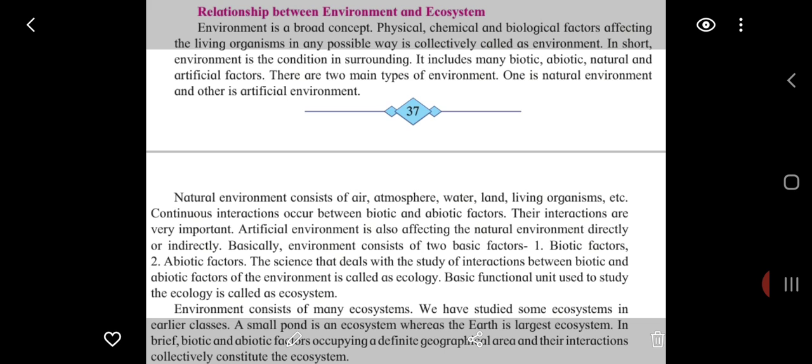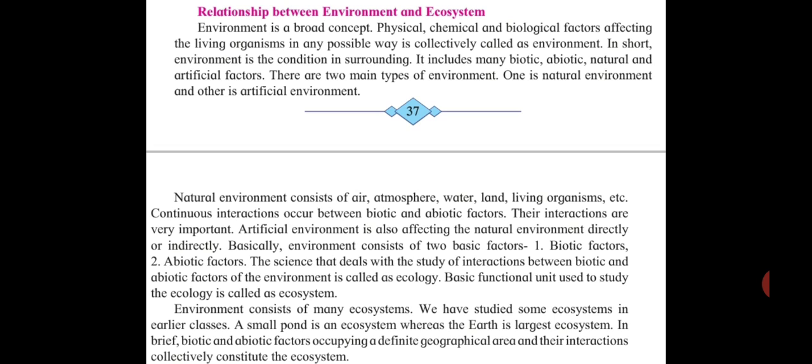Now see what is mentioned further. The natural environment consists of air, atmosphere, water, land, living organisms, etc. Continuous interaction occurs between biotic and abiotic factors. Their interactions are very important. The artificial environment is also affecting the natural environment directly or indirectly. Basically, environment consists of two basic factors which we have already discussed. Now see, again they are mentioning it: biotic factors and abiotic factors.